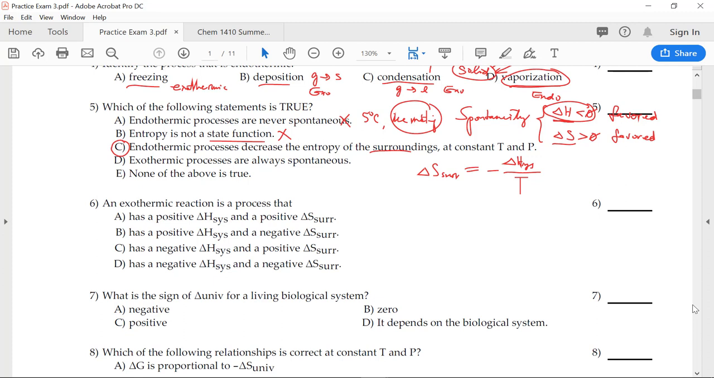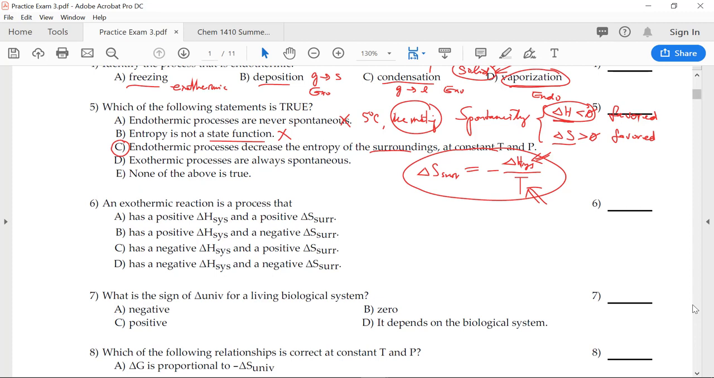For the completeness of the discussion and for learning purposes, when you look at the same equation over here, another factor, besides the enthalpy of the system, is the temperature. For example, if I increase the temperature, because the temperature serves as the denominator in this equation, the magnitude of the entropy change of the surroundings will decrease mathematically. So if I increase the temperature, the entropy change for the surroundings will decrease.